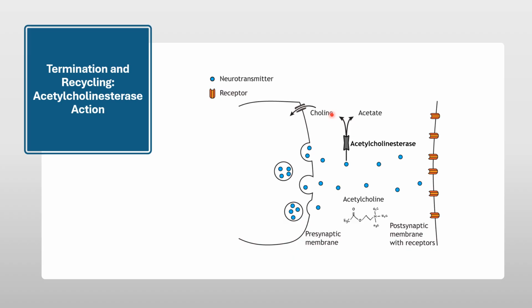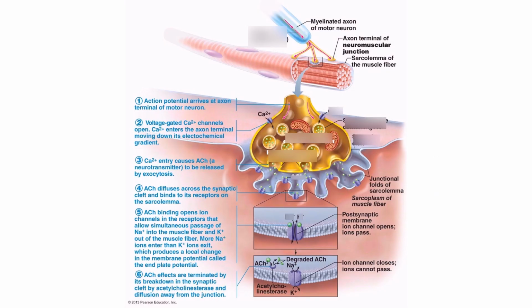Choline is actively taken back into the presynaptic terminal by a high-affinity sodium-dependent cotransporter to resynthesize acetylcholine using choline acetyltransferase. This recycling ensures that even with continuous firing, the supply of transmitter remains steady. The diagram below quickly summarizes everything that happens from the arrival of the action potential to the breakdown of acetylcholine after it's been released into the synaptic cleft.